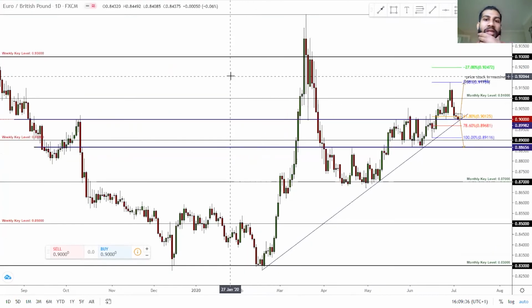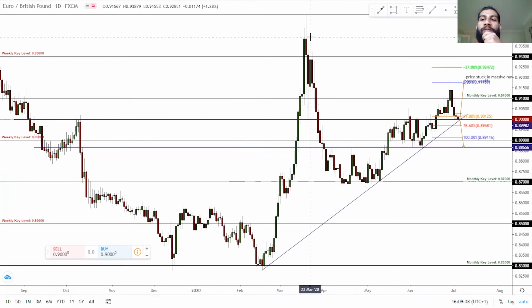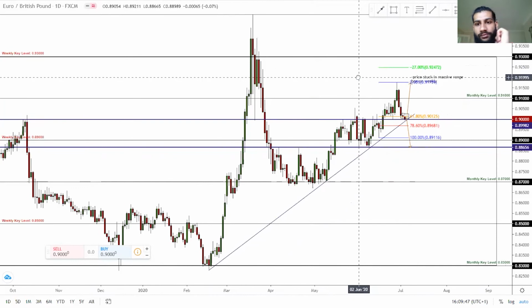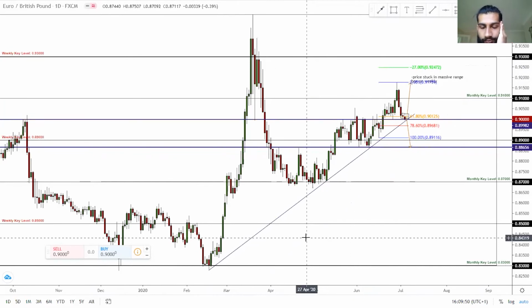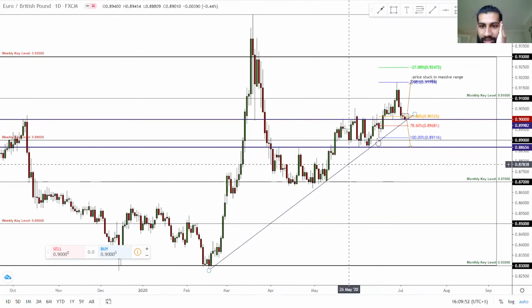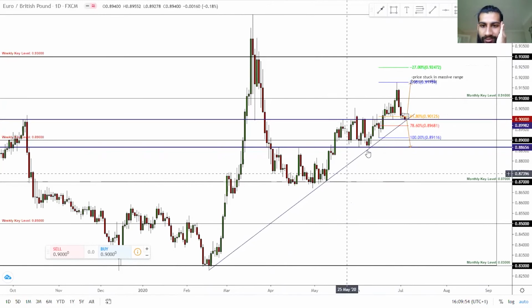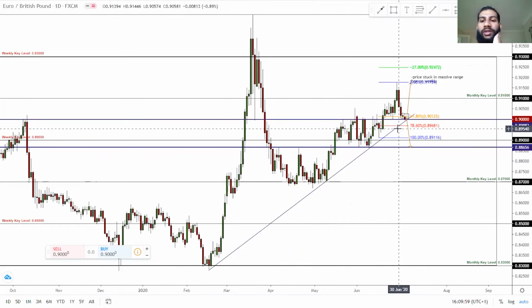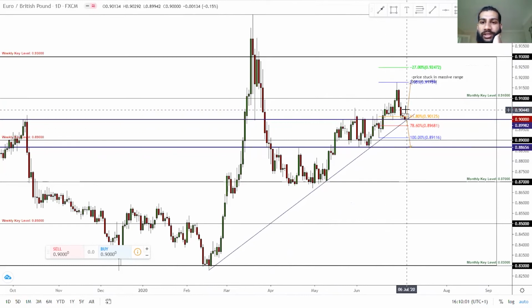Euro GBP, interesting. What's so interesting about this? It's been trapped in a range for a while, right? The range kind of ends over here. It's also been making this third or fourth retracement touch on this trend line. If it was to reject this, then I will long it. If it was to break this, I will short it, right?